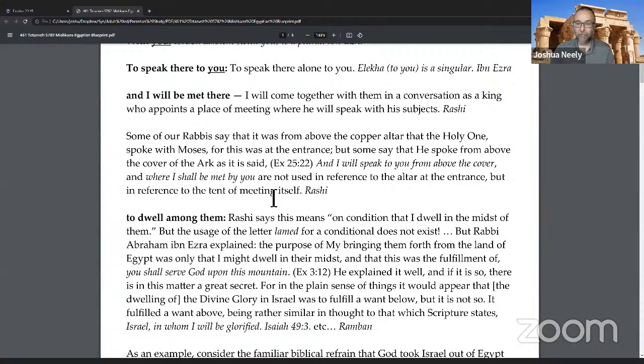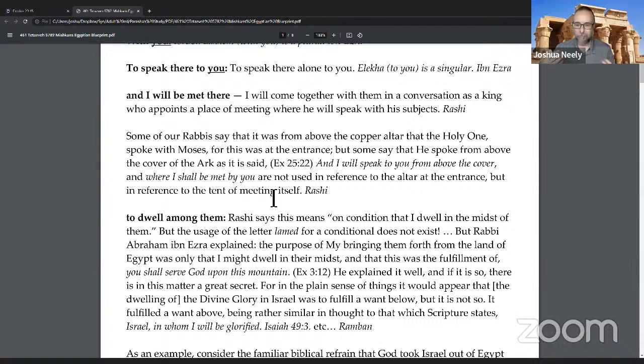In the plain sense of things, it would appear that the dwelling of the divine glory in Israel was to fulfill a want below, meaning that God was doing this for our benefit, for our sake, that God came and made himself palpable through the construction of the Mishkan as a kindness, a service, a benefit to us. But it is not so. It fulfilled a want above, being rather similar in thought to that which Scripture states, "Israel in whom I will be glorified," taken from Isaiah 49:3, and many other quotes of similar type that are found in the rest of Ramban's citation. Now, what difference does that make?